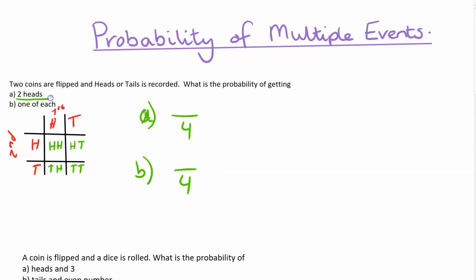So if we look at the first one, 2 heads. How many of the green boxes have got 2 heads in? There is 1. So it is 1 out of 4. That's it. That's all there is to it. If we look at the second one, 1 of each. How many of those green boxes have got heads and tails in? Well, there's 1 there and there's 1 there. So that is 2 out of 4. Well, we should be cancelling down, so we can halve both of those. So technically a half would be a better answer. But the gist of it is it's how many of the things you want out of how many things there are altogether.